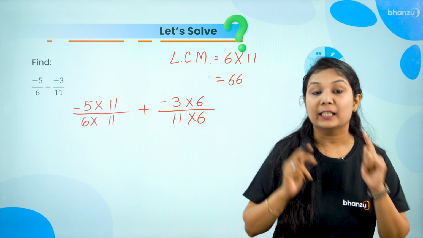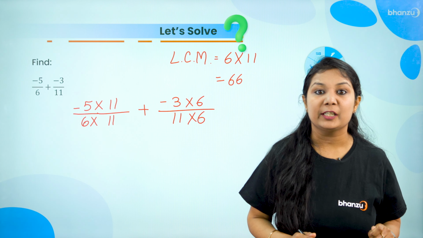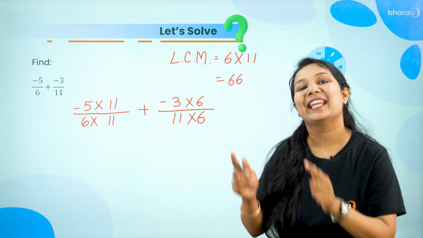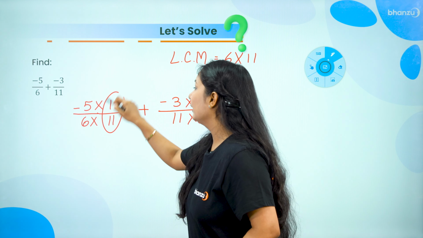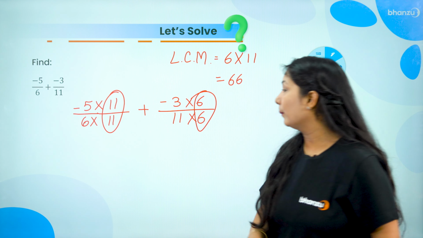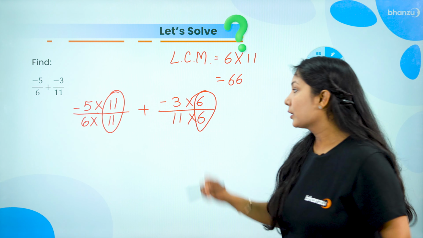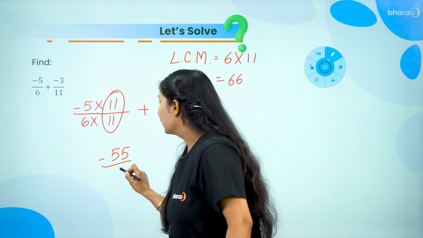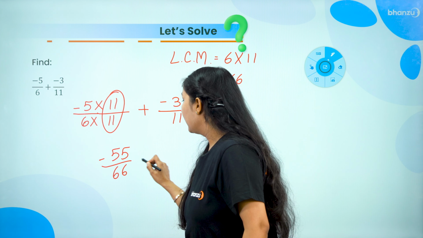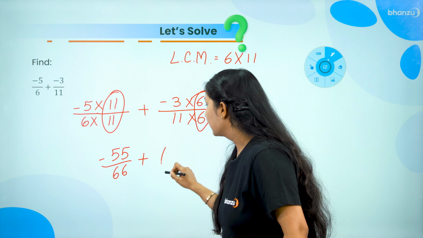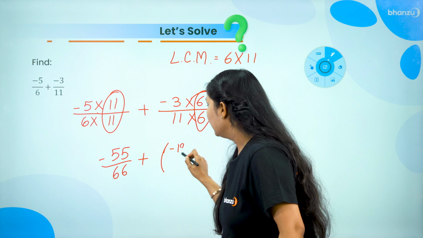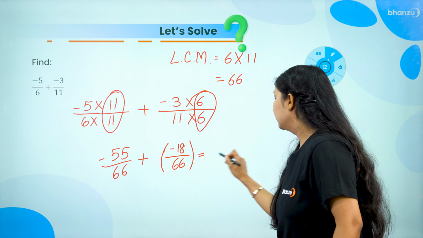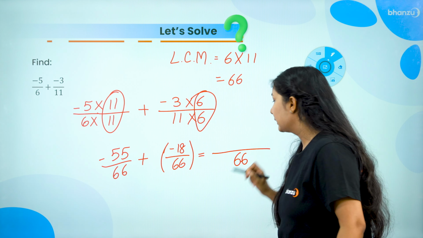And if we are multiplying the denominator by one of the respective integers, we have to multiply its numerator also with the same integer. Like over here we are multiplying by 11, here we are multiplying by 6. So what do we get? Minus 55 upon 66 plus minus 18 upon 66. So what do we get? We get the denominator common, which is 66 now.